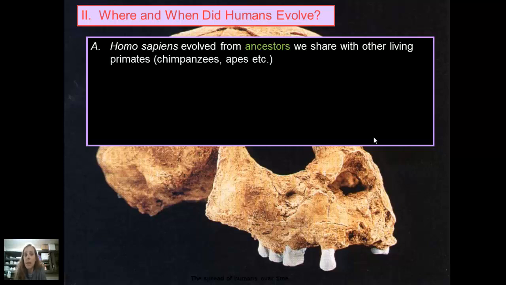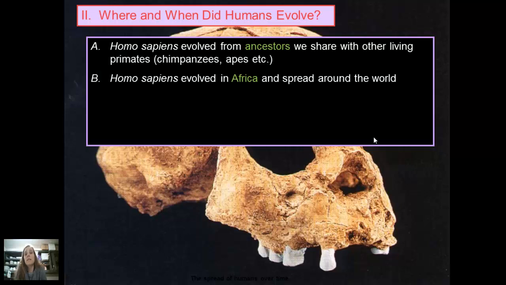Just as we share a common ancestor with amphibians, a common ancestor that had 4 legs, we obviously did not evolve from amphibians. We also did not evolve from chimps and apes. We just happen to share a common ancient ancestor. The consensus in the scientific community is that Homo sapiens did evolve in Africa and began to spread out around the world. There is a lot of evidence that supports this idea, so it is the theory that is most widely accepted in the scientific community.